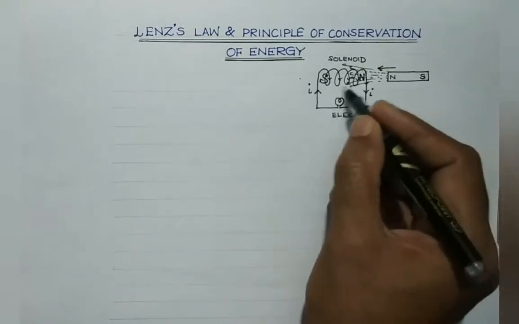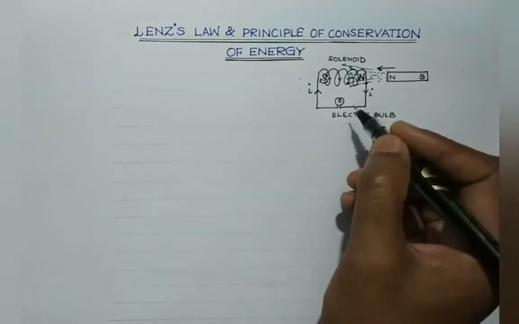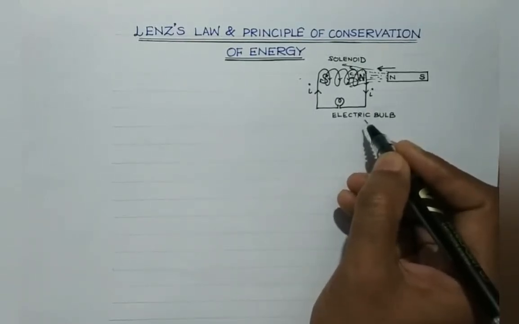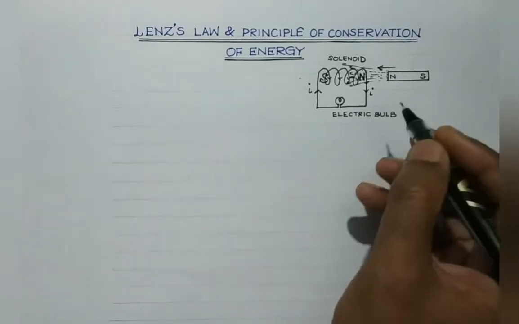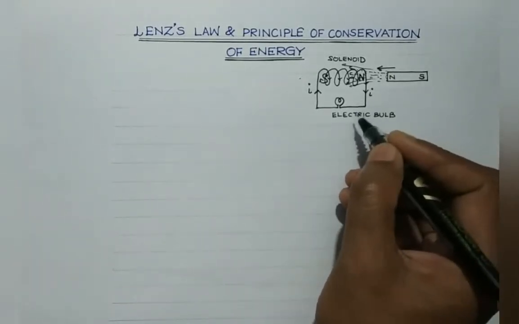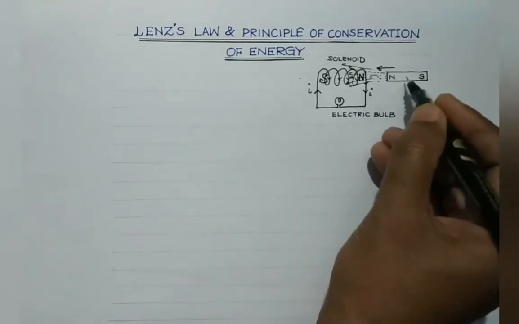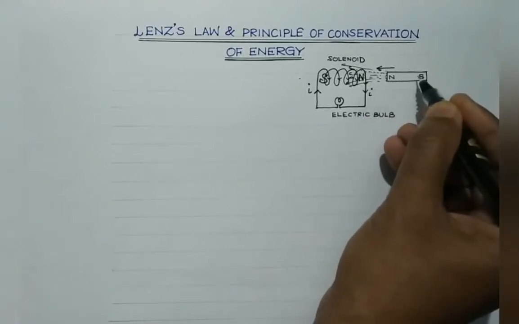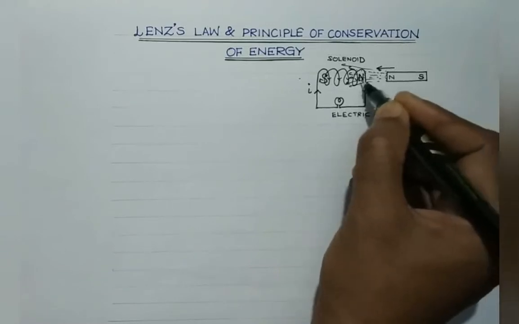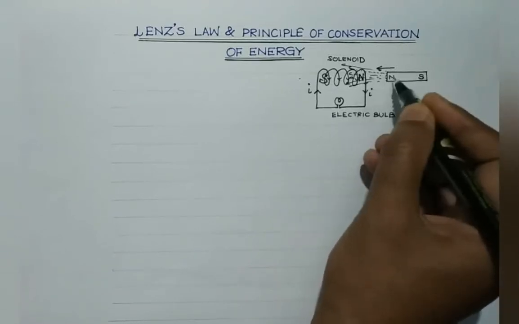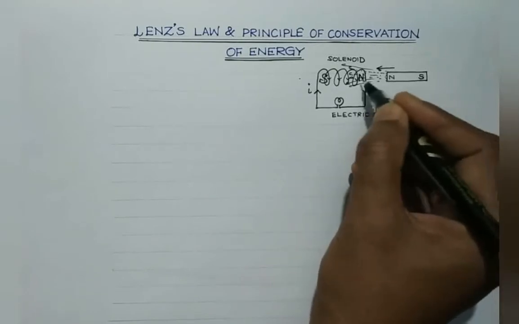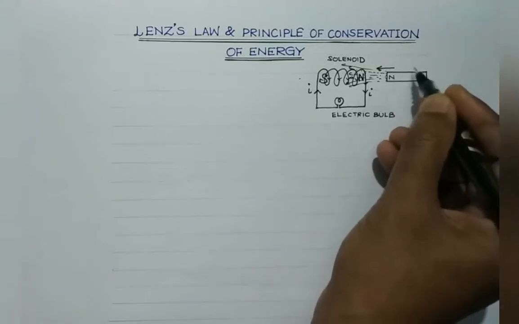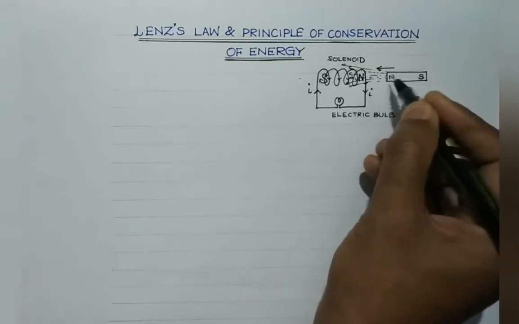So due to the flow of this induced current, the lamp glows, isn't it? And it radiates light energy. Now look, according to the energy conservation principle, work equivalent to the electric energy which makes the lamp glow must be done by the agent in pushing the magnet towards the solenoid. And this agent has to push the magnet against the magnetic force of repulsion. North pole, these are like poles, so there will exist a magnetic force of repulsion.